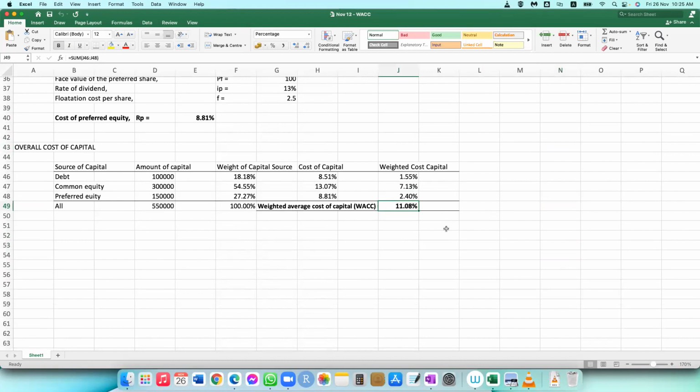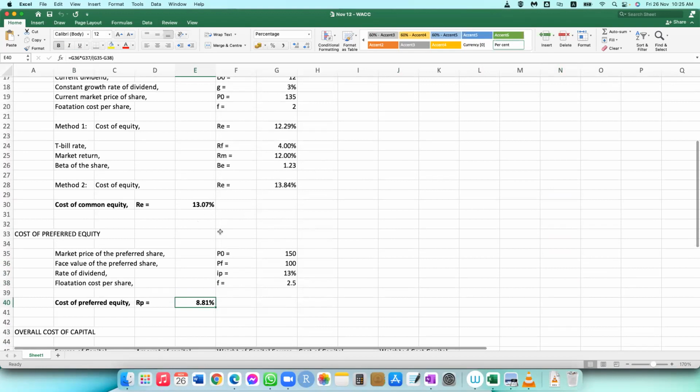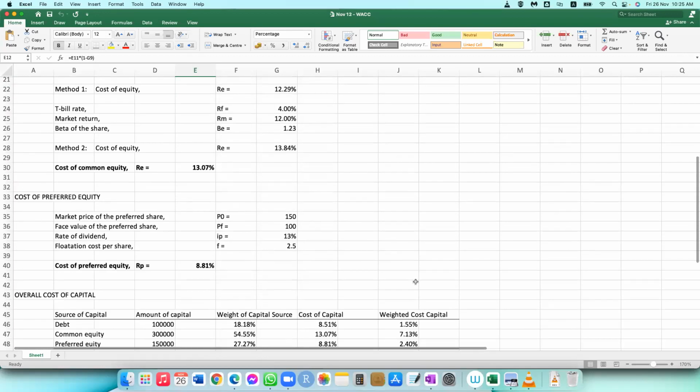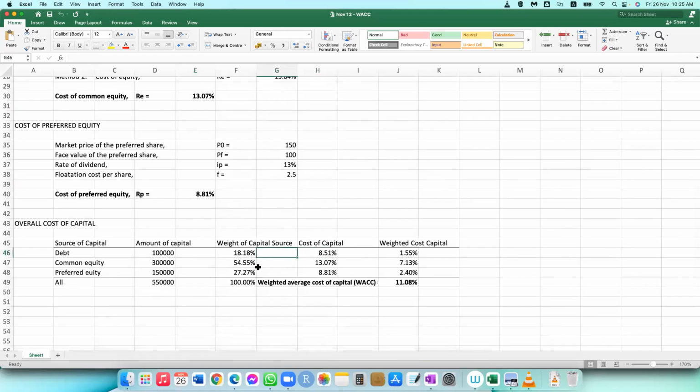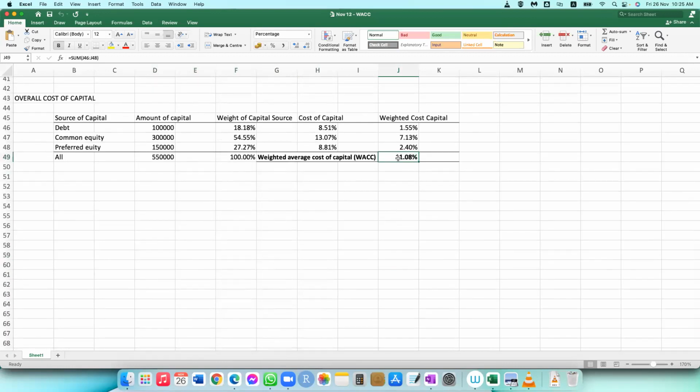How much is the weighted average cost of capital here? 11.08%. Yeah, 11.08. How did you get that? By calculating the weighted average from the debt, common equity, and preferred equity costs. And we have also done the calculation of the preferred equity cost, common equity cost, and the cost of debt separately. And then we have combined all these here, right or wrong? Combined all these here to get the weighted average cost of capital. So we have already learned that. Now this cost of capital will become the discount rate of the net present value calculation.